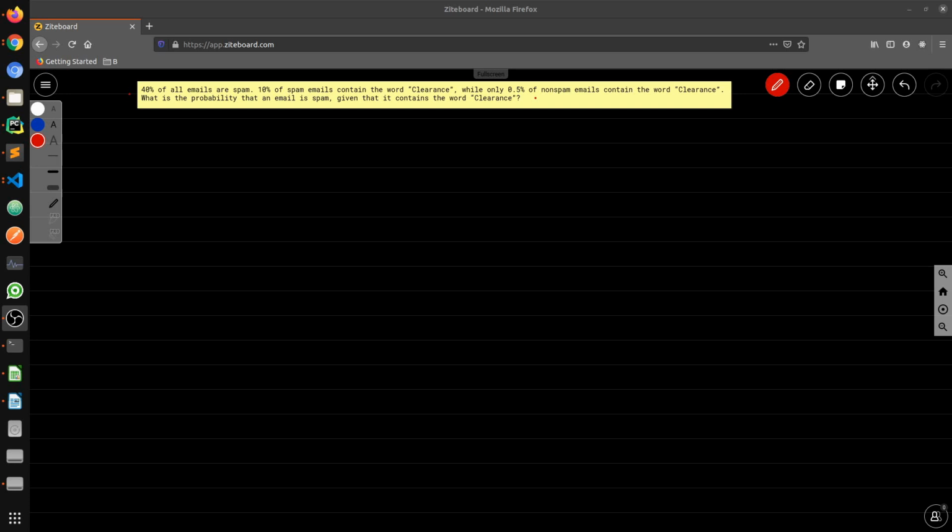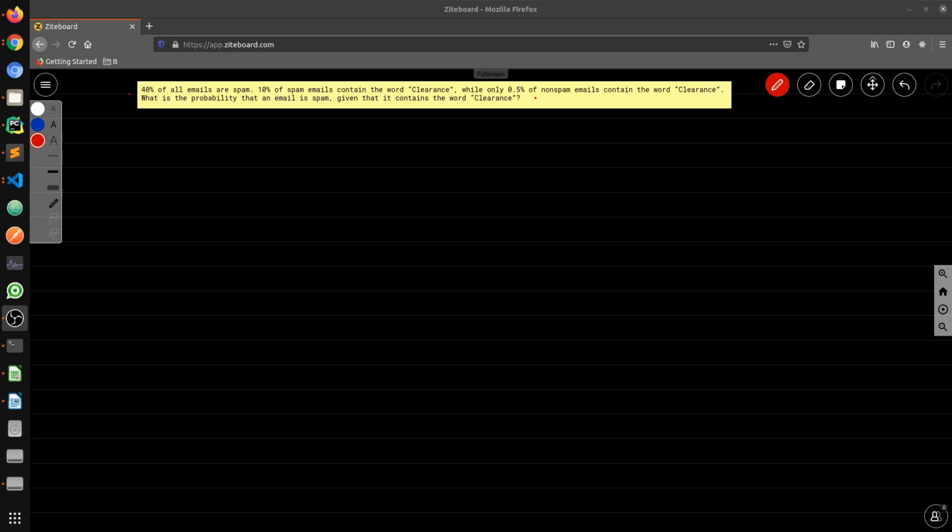So here the question asks that 40% of all emails are spam. This is a probability that we already have. And then 10% of the spam emails contain the word clearance, while only 0.5% of non-spam emails contain the word clearance. So what is the probability that an email is spam given that it contains the word clearance? This will be a classic implementation of Bayes theorem. It's a conditional probability problem.